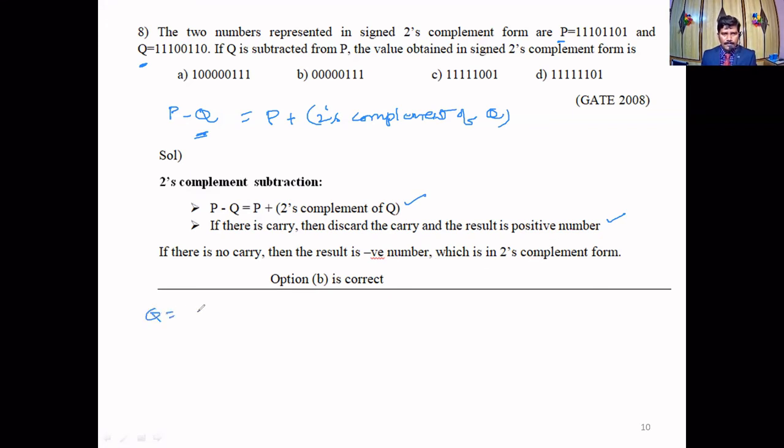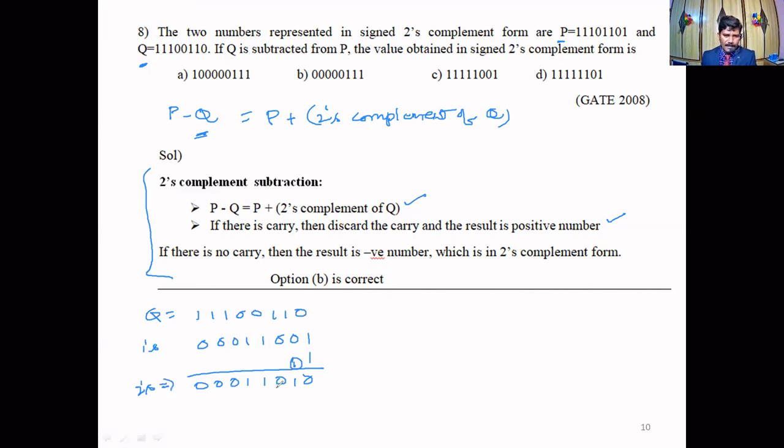Q equal to 111001110, right? So this is the concept actually. So for Q, find the 1's complement of this first. 000110001. What is the 2's complement? Just add 1 to this, right? So 1 plus 1 is 0, a carry 1, 0 1 1 0 0 0. This is the 2's complement of this Q. Now add this one to P. So what is P?